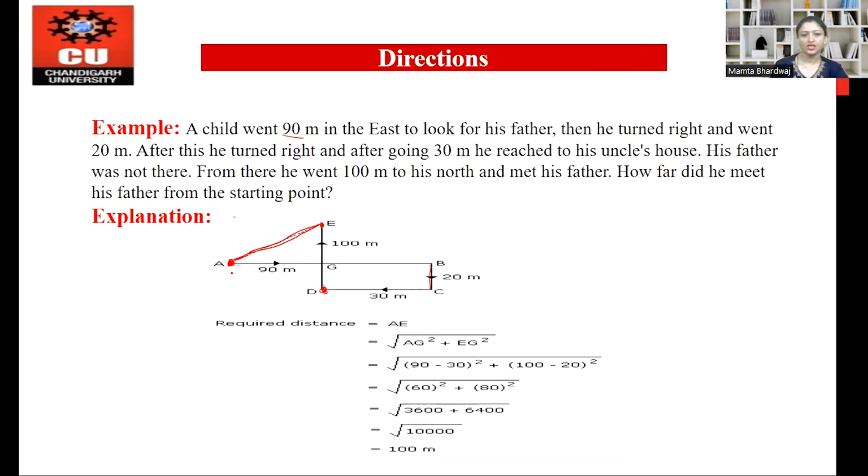Shortest distance. From A to B, the total distance is 90. And from C to D, if this is 30, it means we are left with 60. So 60 is the base and 100 is the perpendicular. Now we can find AE by using the Pythagoras theorem, and we will get the answer as 100 meters. So he was 100 meters away from the starting point when he met his father.